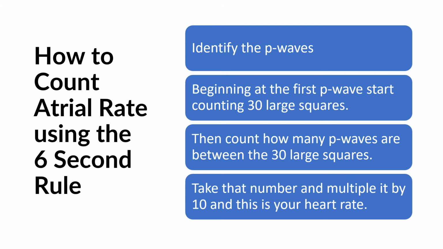Beginning at the first P wave, start counting your 30 large squares. There are those big boxes. That will take you to the end of your 6 seconds. Then count how many P waves are between the 30 large squares. Take that number and multiply it by 10, and this is your heart rate. It is regular because your P waves are there. We're going to learn that it's regular because following each P wave, you have your QRS.